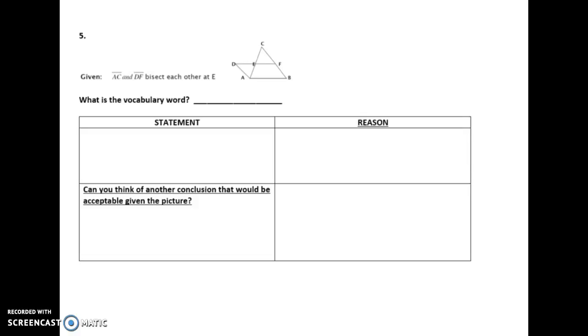Number 5 has a given, and it says AC and DF bisect each other at E. So the key word here, the vocabulary word, is bisect. We have to be able to recognize that this is a segment bisector. And so in this case, the vocabulary word is segment bisector, which means that our reason must have the definition of the segment bisector.